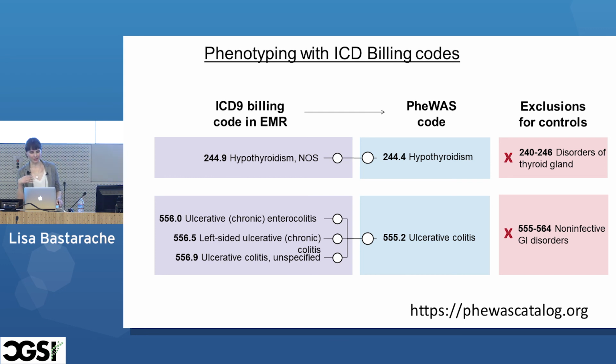We also define these exclusion criteria for ICD codes. So if you're coming up with cases with hypothyroidism, you exclude people who have other disorders as a control. You don't include anybody who has a goiter, for instance. And another rule of thumb that we've come up with is to require that people have at least 2 unique days that they've had this billing code in order to include them as a case. That's just sort of a blanket starter rule.